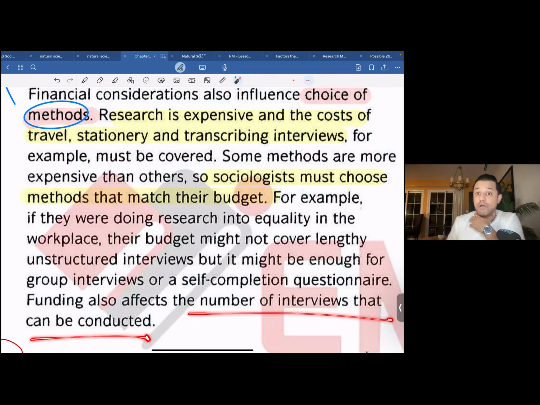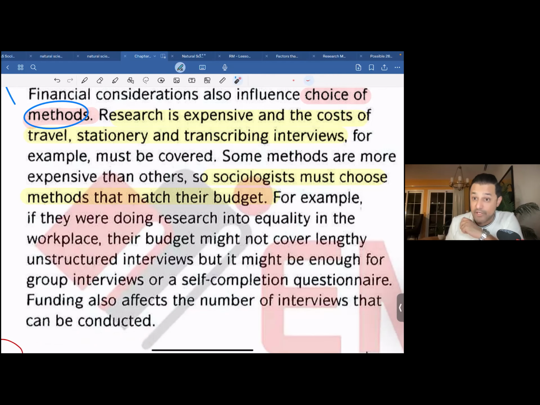If you want to conduct, let's say, 30 interviews, and you know for a fact you want to conduct them in another city, right? You would need more interviewers. You'd have to hire more interviewers. Or even if you want to do them all by yourself, you'd have to stay in that other city. That would again require a lot of money. So again, funding is a practical factor that affects sociological research.